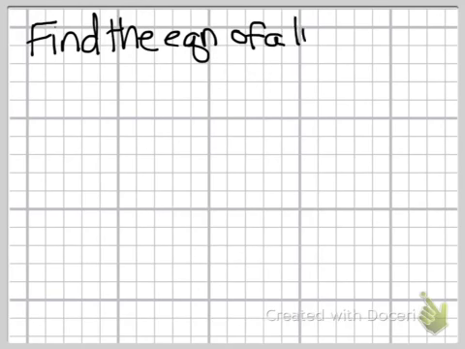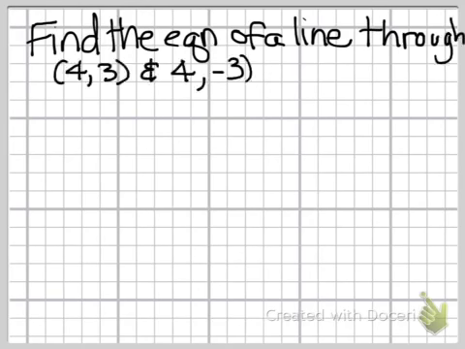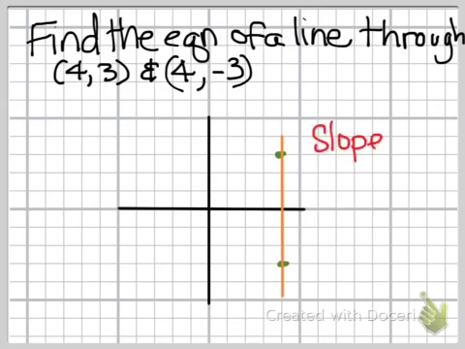Okay, one more example. Find the equation of a line through the points 4, 3, and 4, negative 3. So we plot our axis, plot the first point 4, 3, and plot the next point 4, negative 3. Draw the line through it, and by now you should notice that something weird has happened. It's a vertical line. You have two x values that match, so it's making a vertical line, and there's no way to draw a triangle from one point to the other. There's actually no slope, so the slope is undefined.